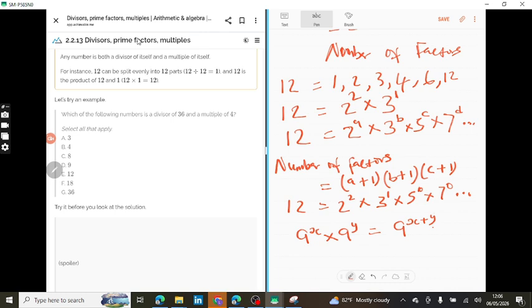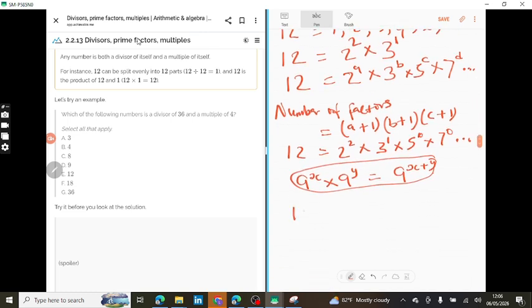Okay, so let's get this. In solving, 12 equals 2 raised to the power 2 times 3 raised to the power 1. A is 2. Number of factors: A is 2, or maybe we can write it in full, 2 plus 1, then B plus 1. Of course, it's only 2 of them, so we can actually stop here.